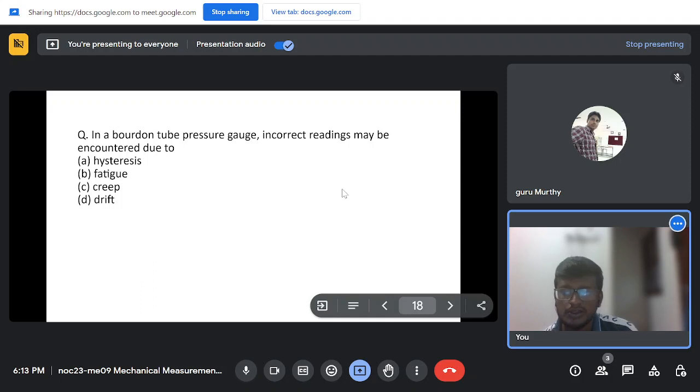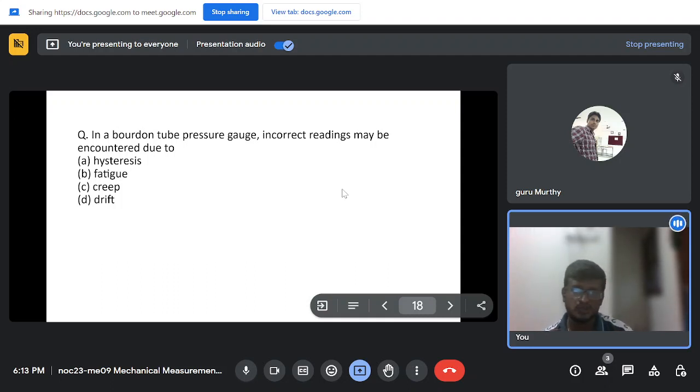So moving on, in a Bourdon type pressure gauge, incorrect readings may be encountered due to... So I hope you remember the Bourdon tube pressure gauge. You have a Bourdon tube, which is an elliptical type tube, not fully circular. When you pass fluid with a higher pressure, that will get elongated, and that will give you a displacement reading with the pointer. So you can use that to measure pressure.